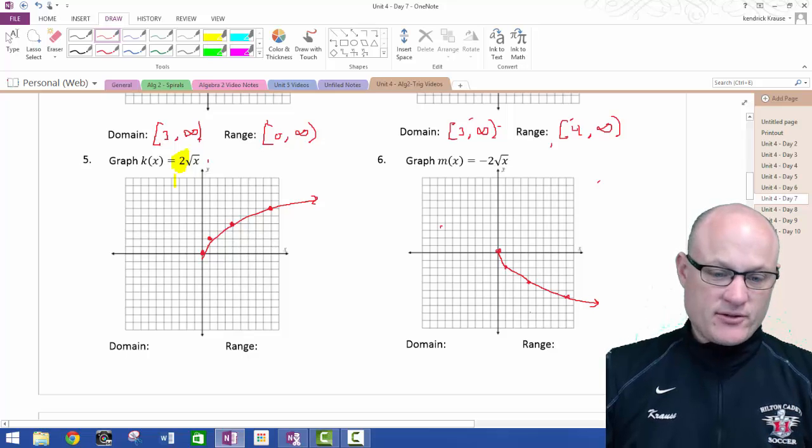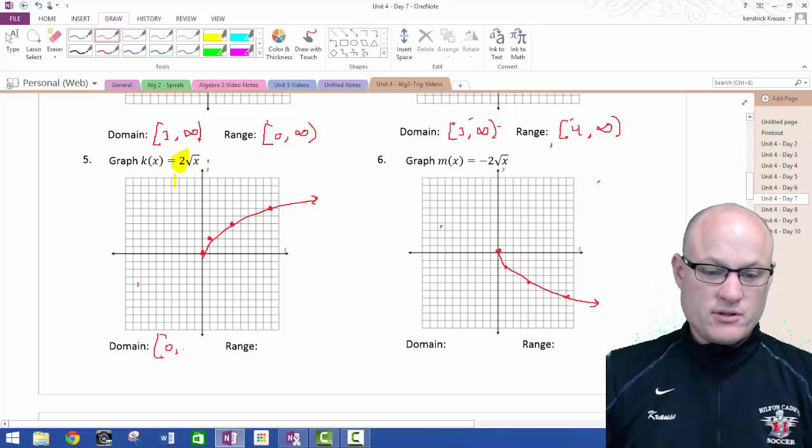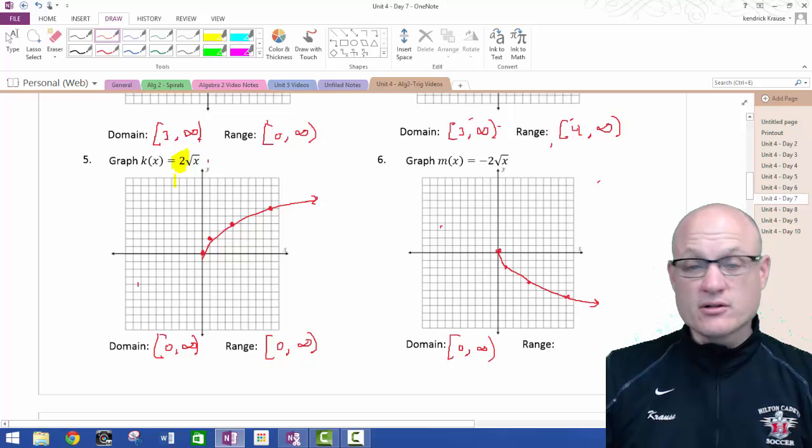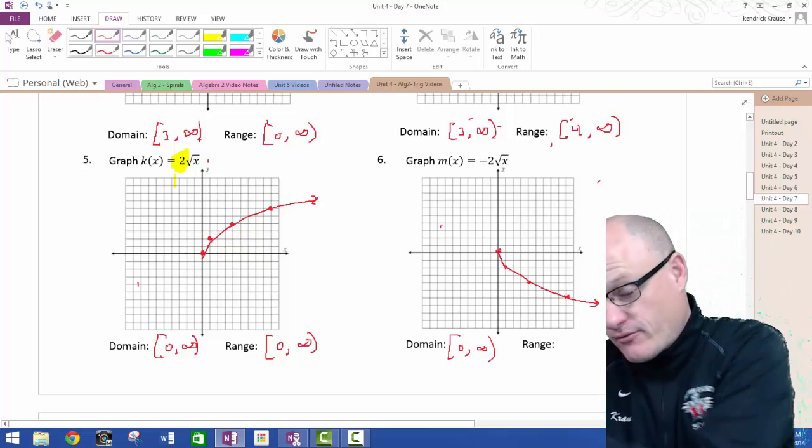Now the range values here are actually the same as the range values in the first one. The domain starts at 0 and goes to positive infinity. Range, same thing, starts at 0, goes to positive infinity. Now over here, let's take a look at this. The domain is the same. It's not changing. It's still going to the right, starting at 0, going all the way to positive infinity.